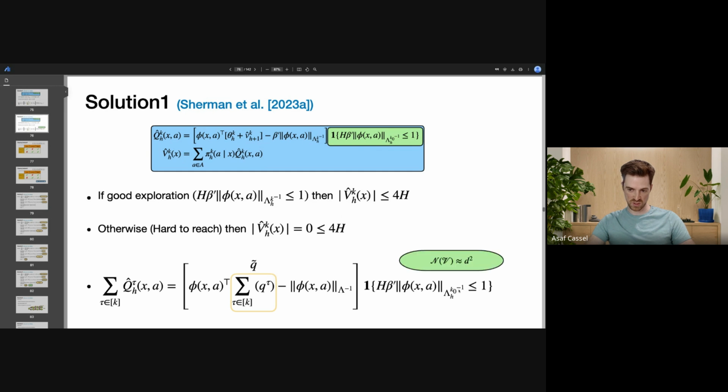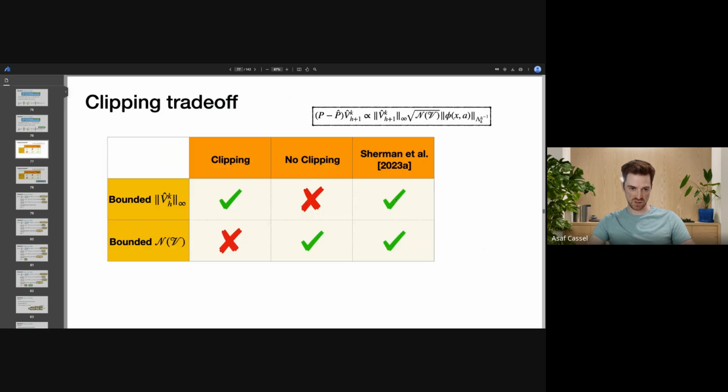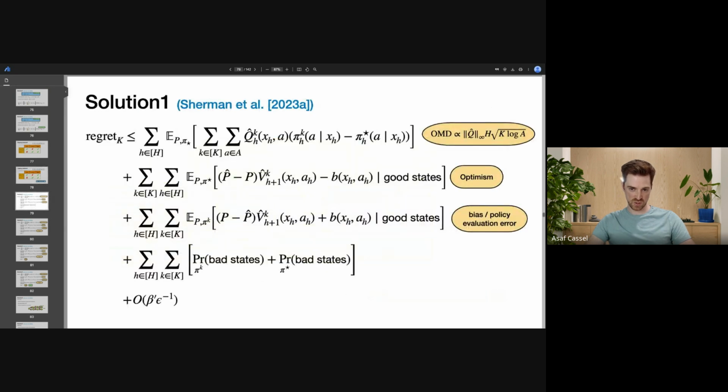So again, you have a small number of parameters, and indeed what they get with their method is that they have both the bounded value estimates that they need and a small covering number. And from there, the analysis actually works. So what does this kind of clipping cost them? What do they have to pay?